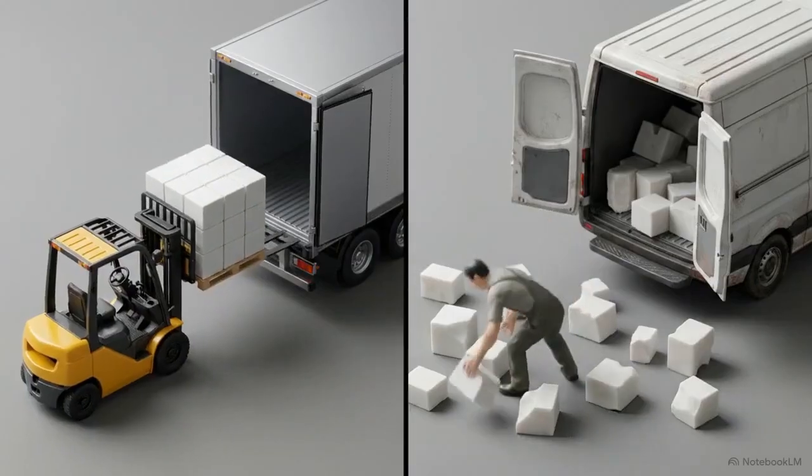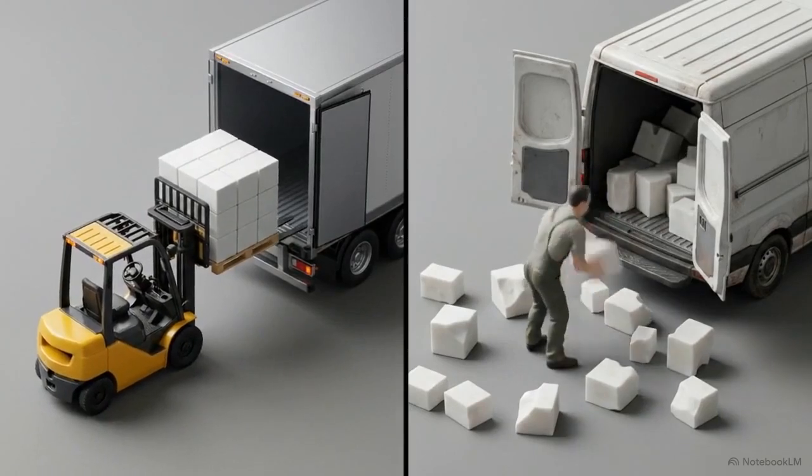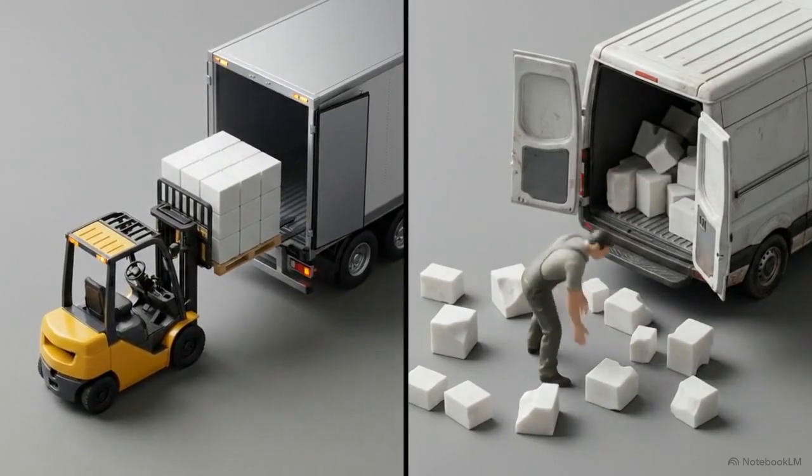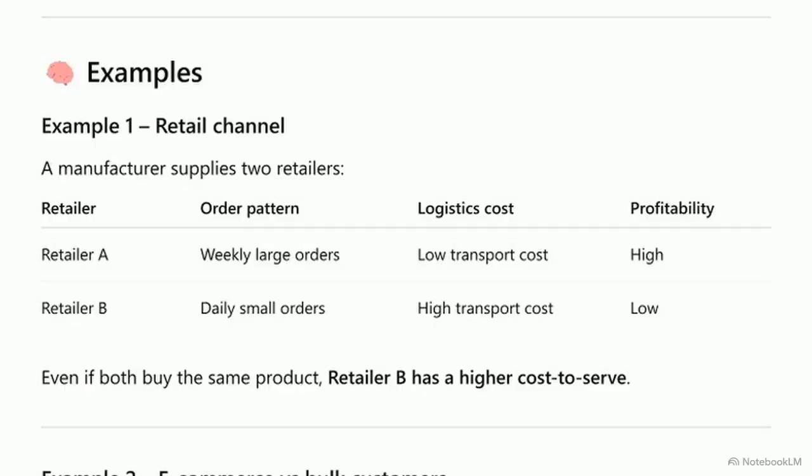To see how demand patterns manipulate margins, consider a manufacturer supplying two different retailers with the exact same physical product. This table outlines our scenario. Retailer A operates with a highly predictable order pattern, placing large volume requests on a weekly basis. Because the manufacturer can plan ahead and ship in bulk, Retailer A incurs a low transport cost. The resulting profitability is high.